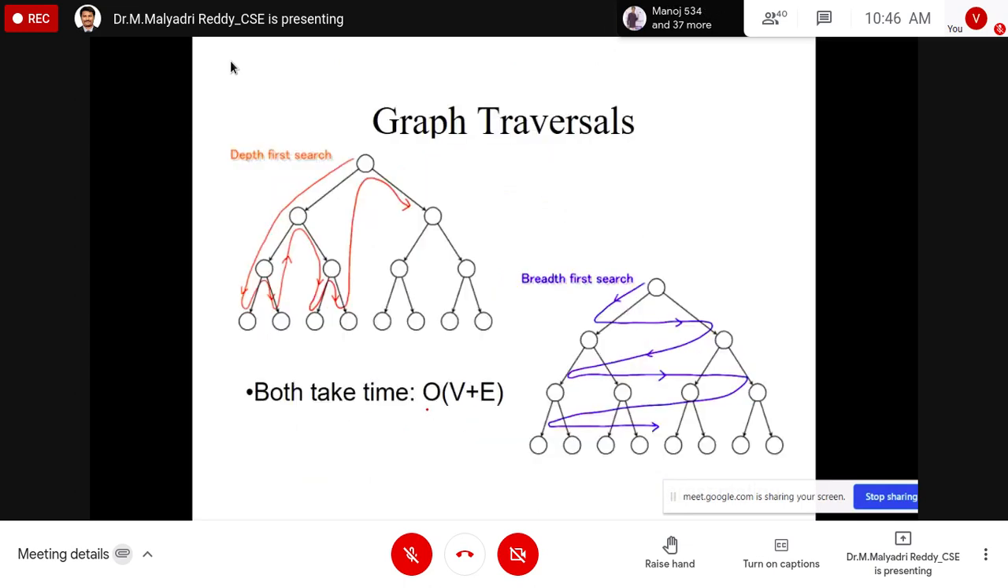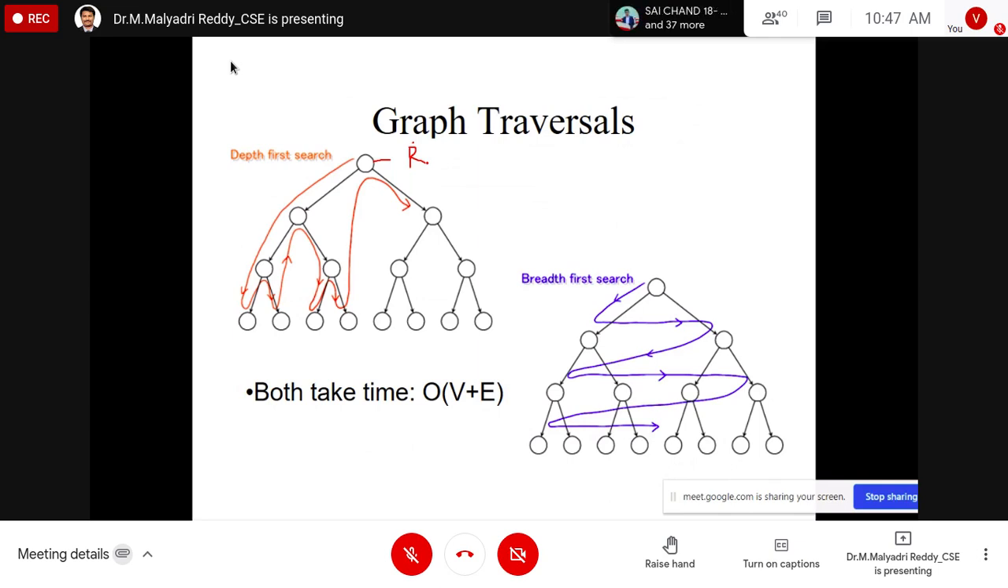Next, graph traversal techniques. Suppose you represent the graph in the tree format, with a root. Basically two methods are there. One is BFS, one more is DFS: depth first search and breadth first search. Chandu, these concepts were already covered in our second year, first year unit.